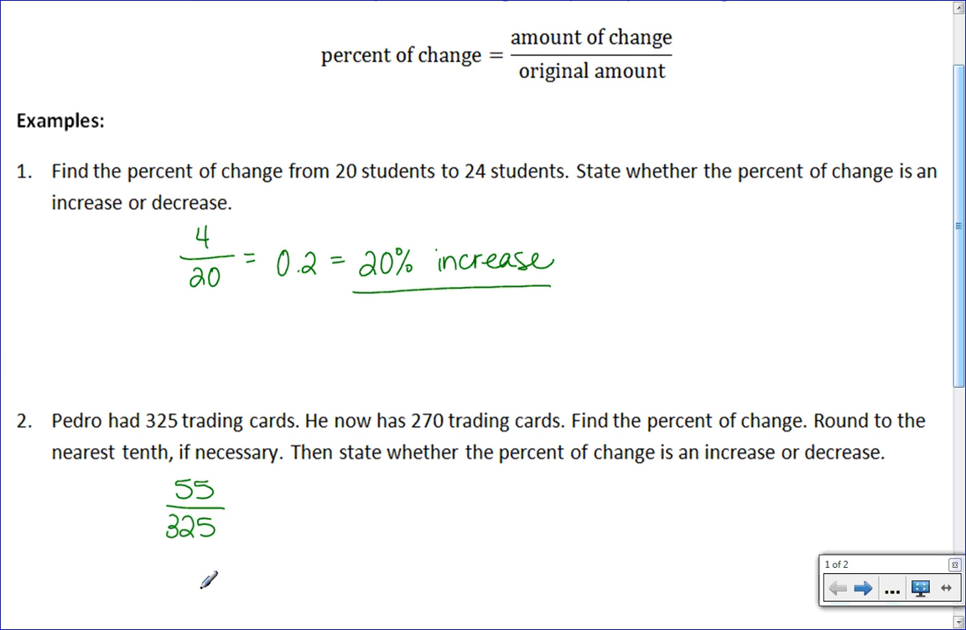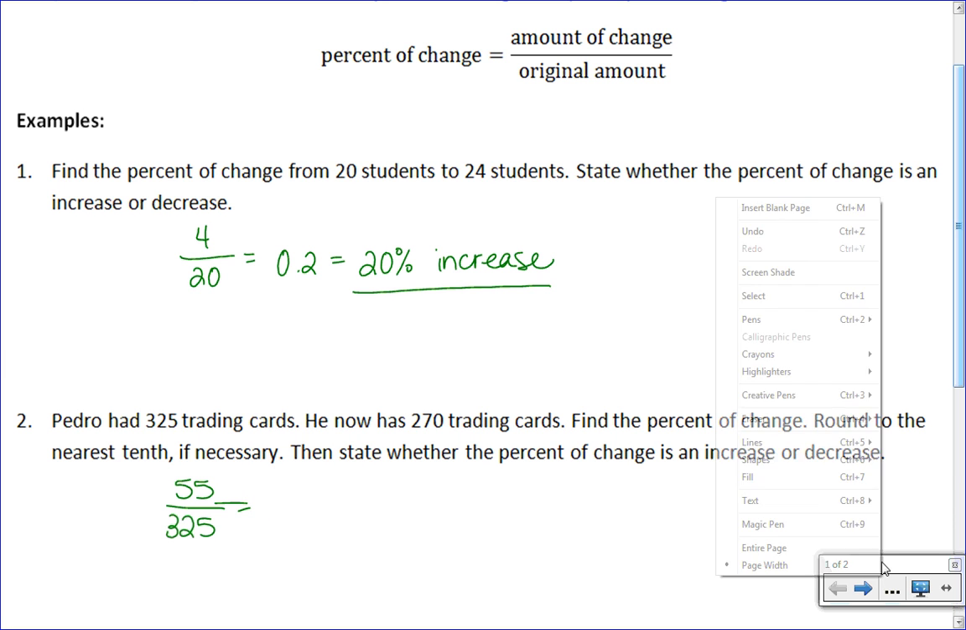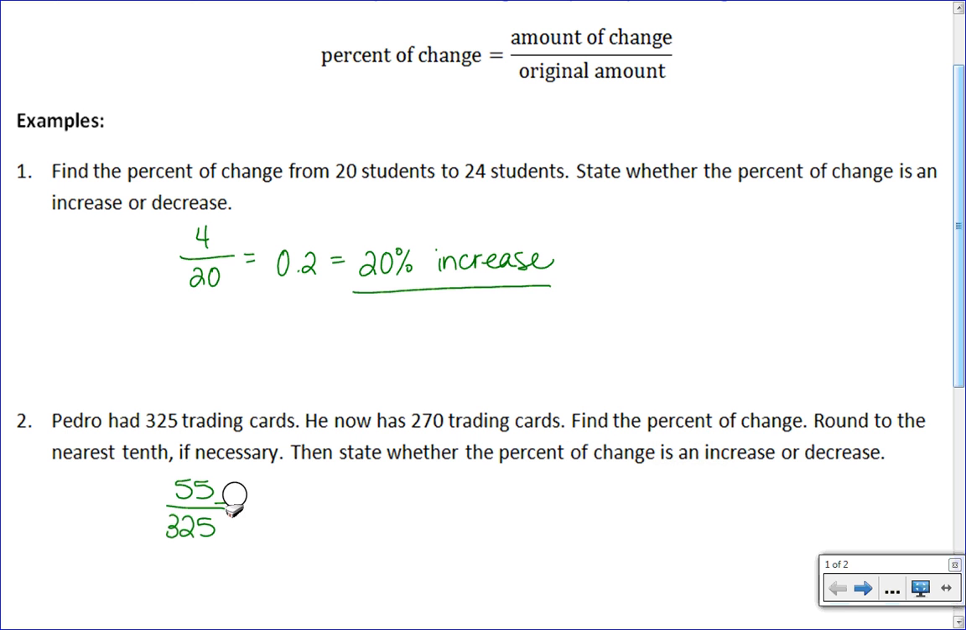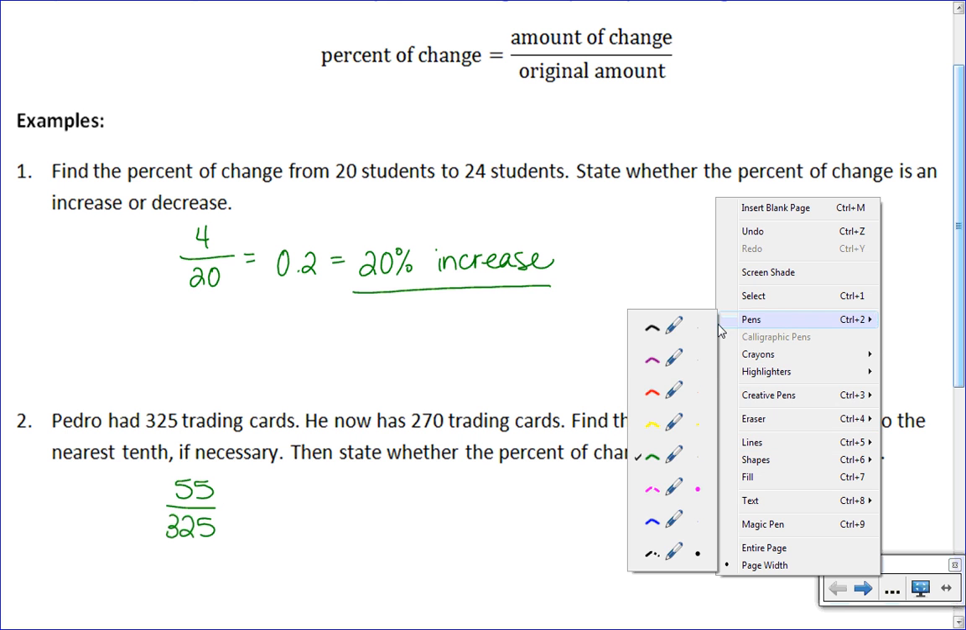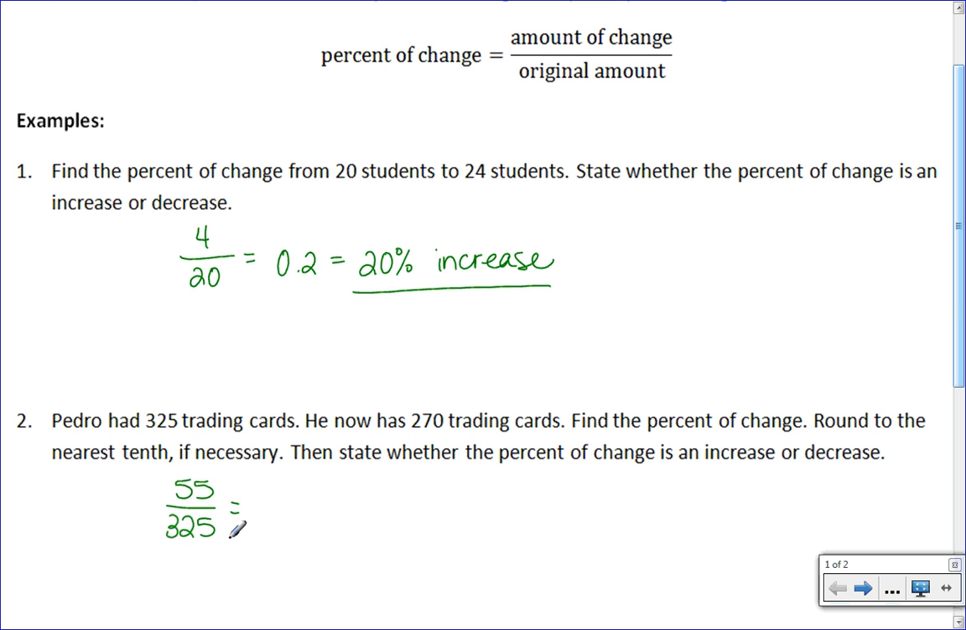And when we divide this, we get approximately 0.169. Since we need to round to the nearest tenth, when we change this to a percent, this number will be in the tenths place, so that's why I rounded that far out. We move the decimal place over twice, and that is 16.9%. And whether it's an increase or decrease, it went from 325 to 270, so that's decreasing. So this is a decrease.